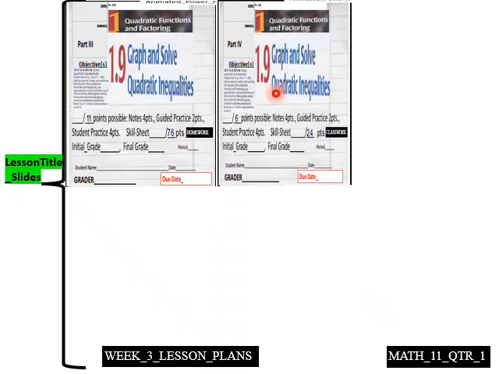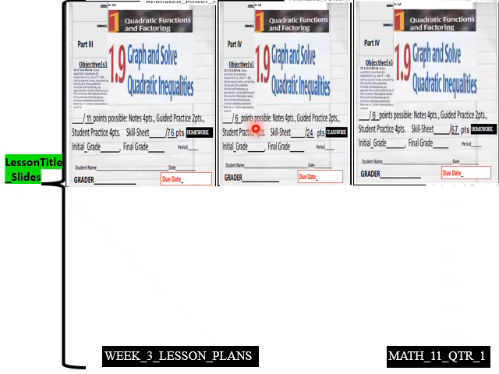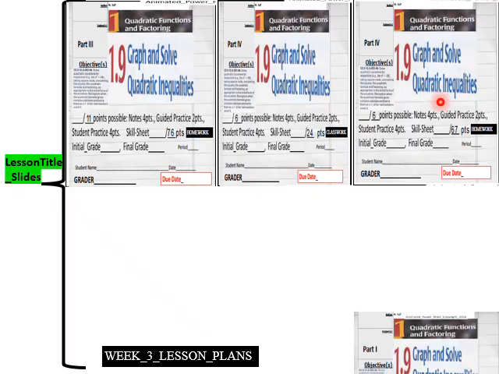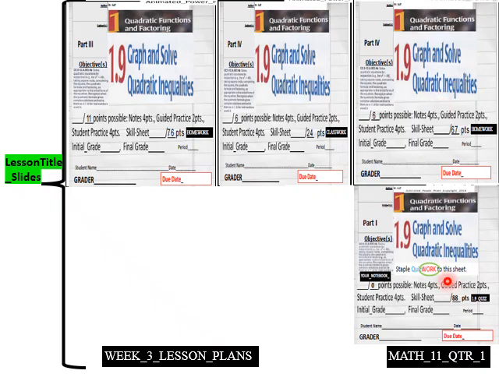And we're not done yet. Part 4 of 1.9, graph and solve quadratic inequalities: our classwork is 24 points, with 6 points of note taking. Then our homework is 67 points for 1.9 part 4. And then we have our quiz. We have a 1.9 quiz, which is 80 points. That's very large. 1.9 graph and solve quadratic inequalities.